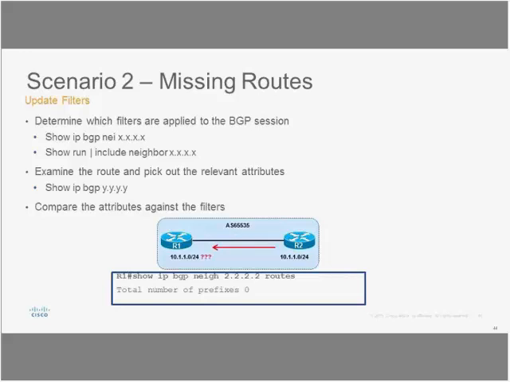So R1 and R2. R2 is advertising prefix 10.1.1.0/24. But when you check it on R1, show ip bgp neighbor 2.2.2.2 routes, you see 0 prefixes. You don't see any prefixes. If you already know a specific prefix, you can use the command show ip bgp 10.1.1.0 to see how the prefix looks. But here, if you notice, there are no prefixes being received from R2.